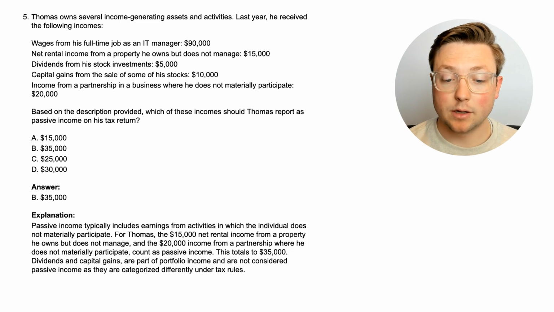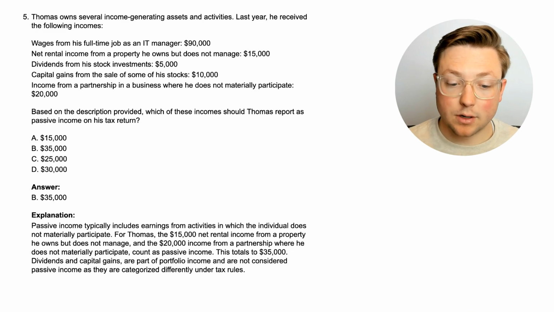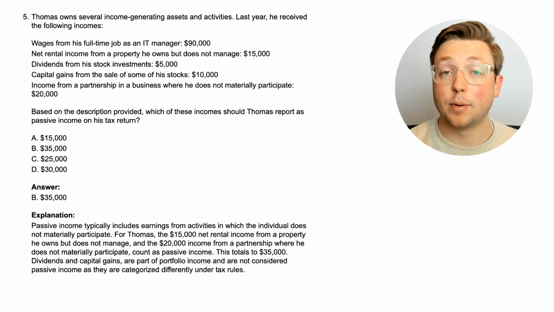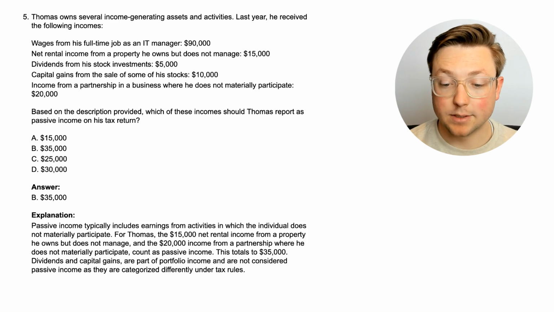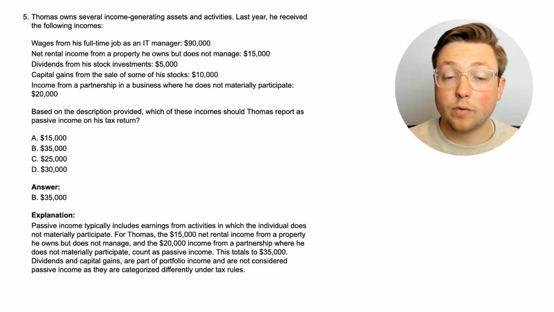Passive income typically includes earnings from activities in which the individual does not materially participate. For Thomas, the $15,000 net rental income from a property he owns but does not manage, and the $20,000 income from a partnership where he does not materially participate count as passive income. This totals the $35,000. Dividends and capital gains are part of portfolio income and are not considered passive, they're considered non-passive. And so they're categorized differently for tax rules. So overall, $35,000 of passive income for him.